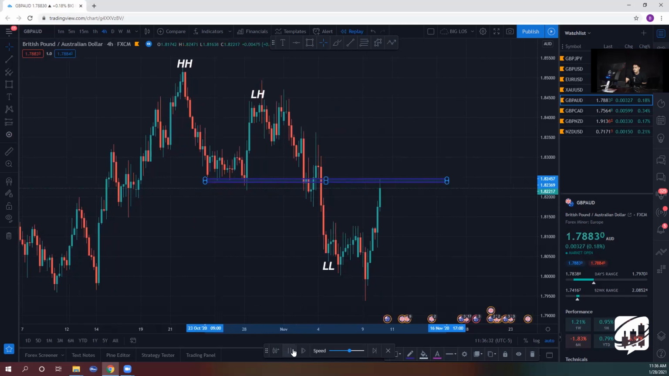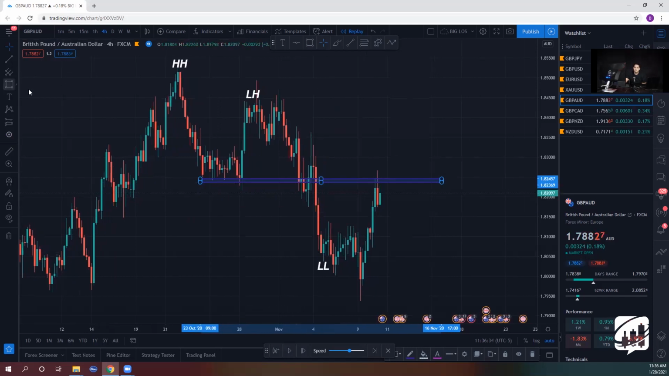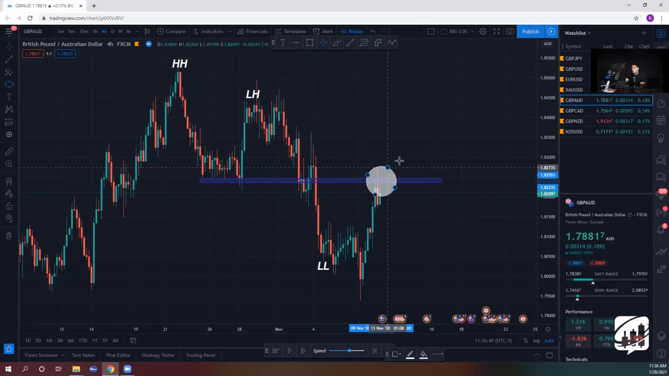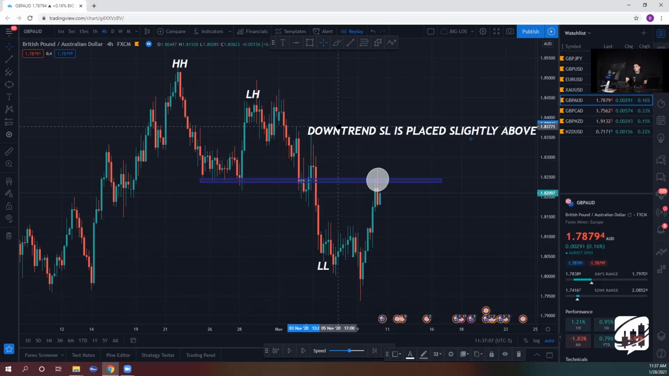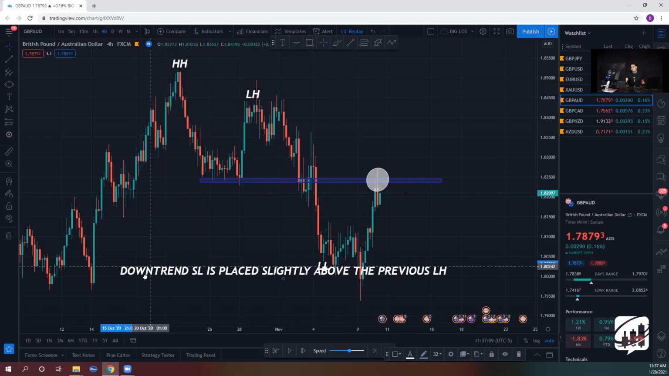So we're waiting for the retest. Boom. Got your retest, got your entry, and we enter right there. And our rules tell us that on a downtrend, stop loss is placed slightly above the previous lower high.